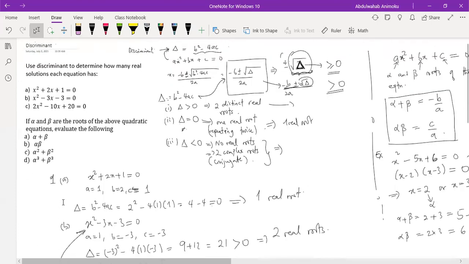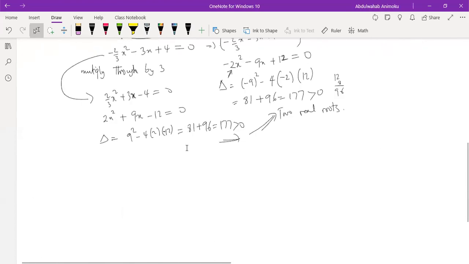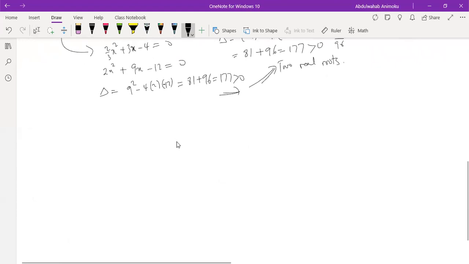Okay, so what was it? And then we try to evaluate all the other expressions as well. So we have x squared plus 2x plus 1. So the first one is this. So this problem 2, the first one is what? X squared plus 2x plus 1 equal to 0.